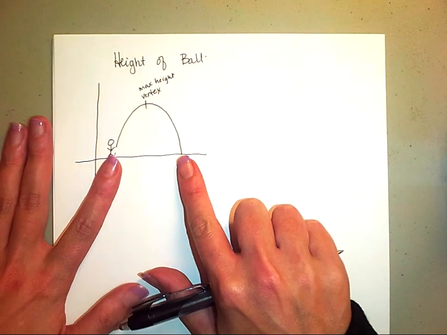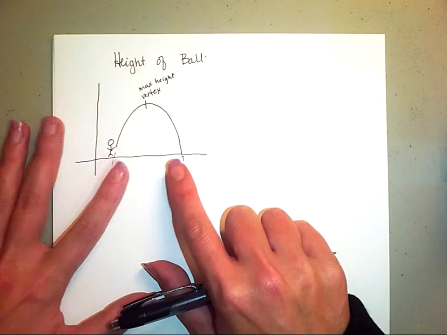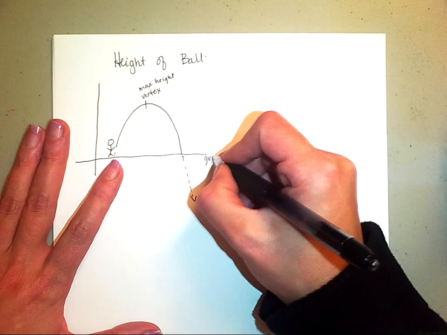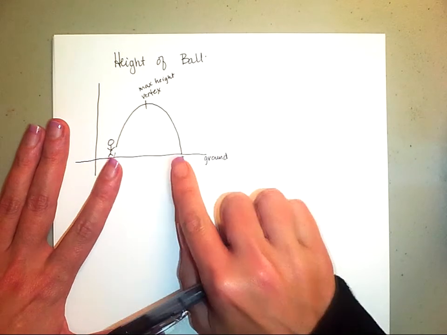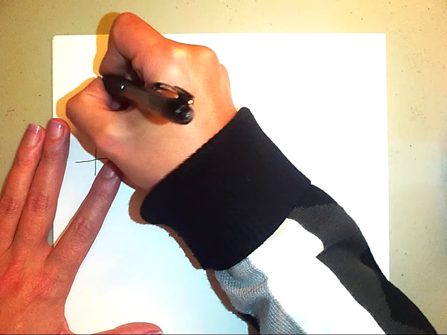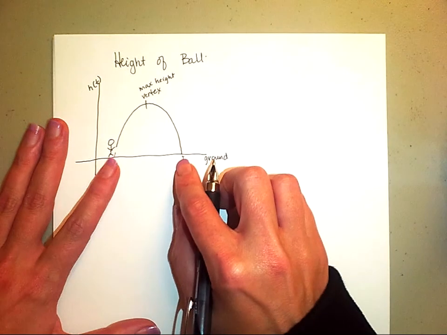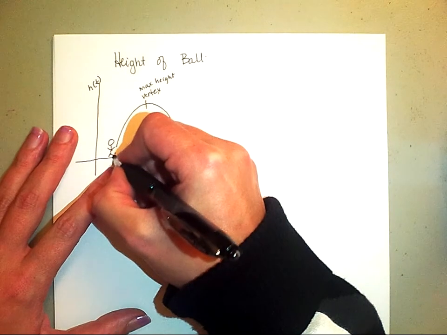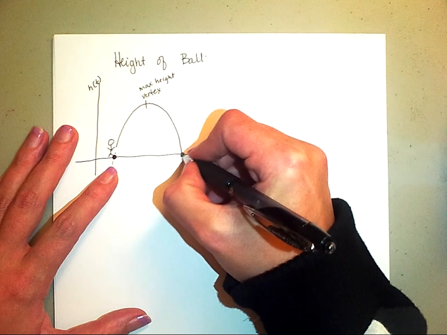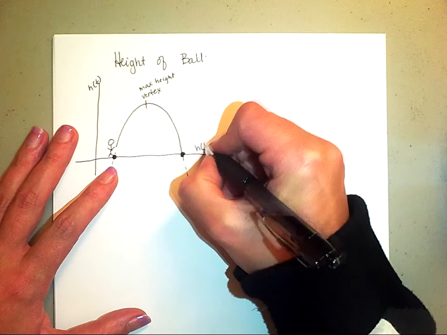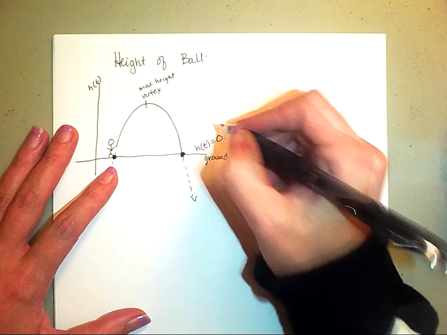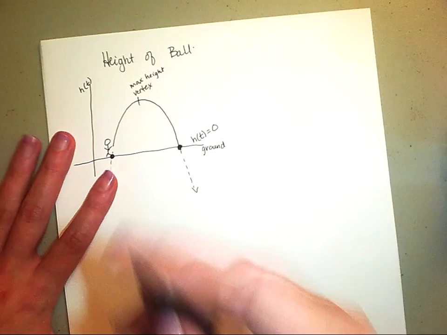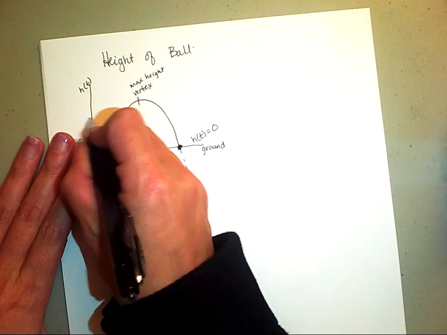Now we just ignore this part because it doesn't make any sense to talk about it; if this is the ground, the ball's not going below the ground. What we're talking about here is, on the y-axis, the height. And so this point and this point is where the height is equal to 0. And there'll be various heights along the way.